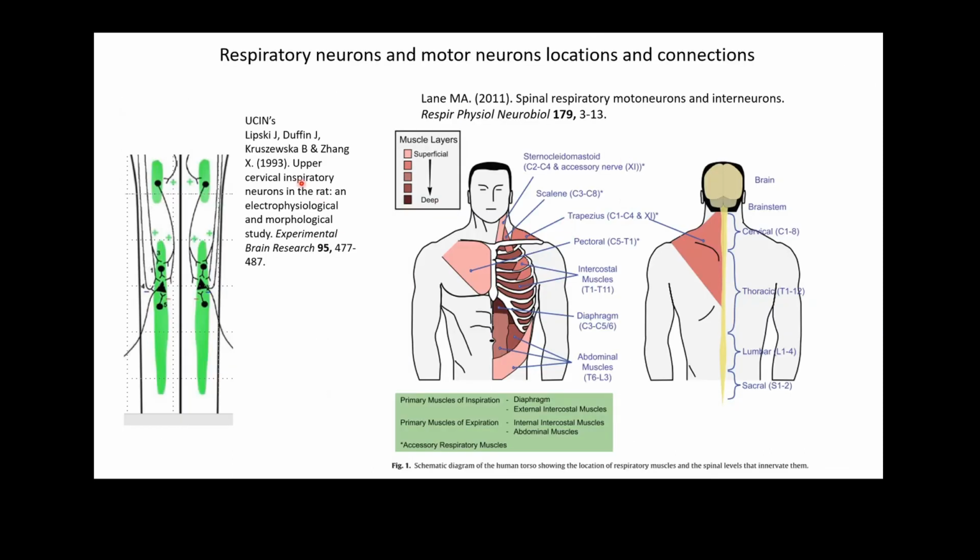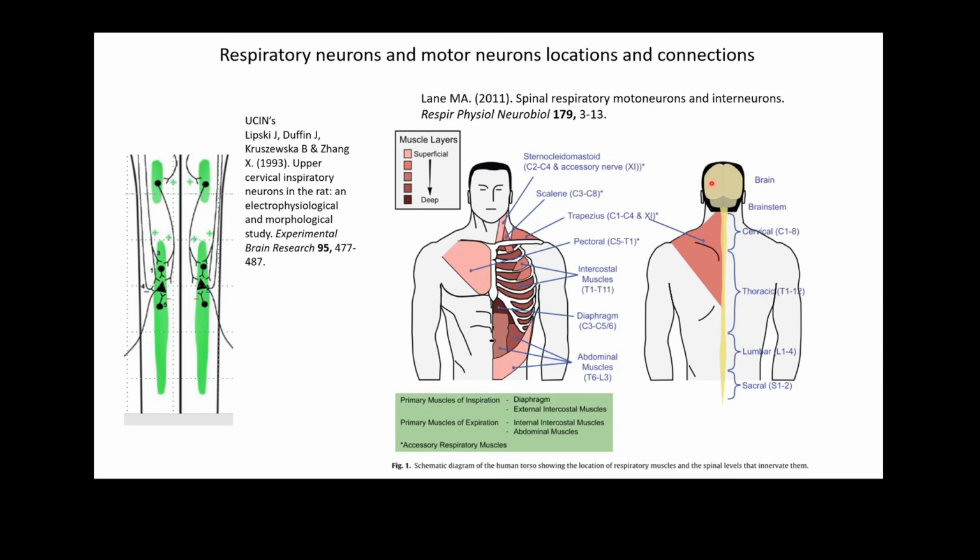We've got the upper cervical inspiratory neurons. I put a reference into there. And here's an excellent review on the spinal and respiratory motor neurons and interneurons, because there's a lot going on in the spinal cord itself to organize and synchronize the drive to all of these muscles, as pictured very nicely in this diagram here. So, locations of the respiratory muscles, and it is the spinal levels that innervate them.